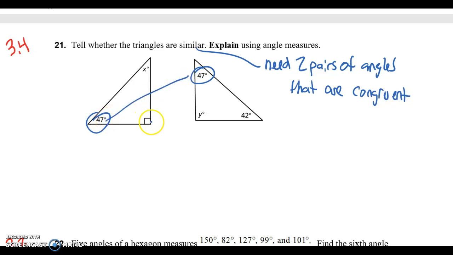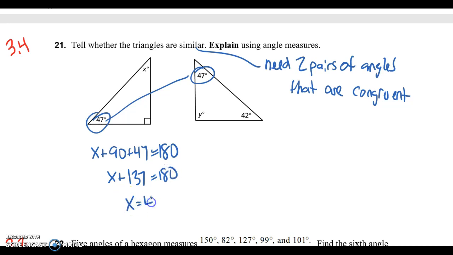So I can either solve for x or y. I'm just going to choose x. You can choose either one. So I know that x plus 90 plus 47 adds up to 180. So this is x plus 137 equals 180, subtract, and you get 43. So now go back in and label this. So this one's 43. This is 90, of course, square.